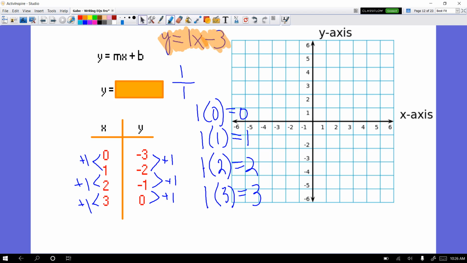All right, so let's just see if we got this right. y equals x minus 3. And remember, anytime that we have a variable and nothing in front of it, there's always an invisible 1.